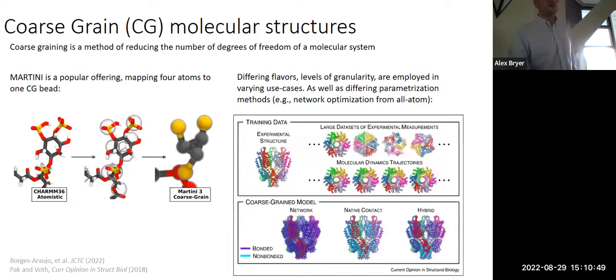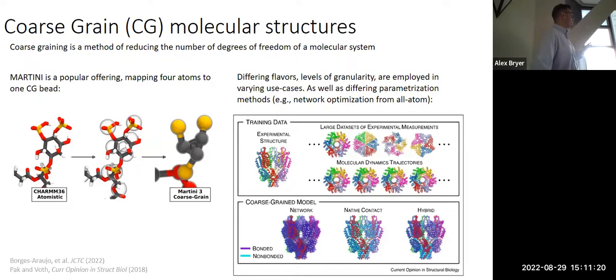Anyway, I'm sure most of you are familiar, but I'll start with some background on coarse graining and, in protein modeling in particular, what coarse graining is. Coarse graining is really just a general term that refers to mapping some atomistic structure with a high number of degrees of freedom to one that is simpler or coarse with much fewer degrees of freedom. Martini is the popular offering I'm sure we've used at some point. It's parameterized semi-empirically and maps four atoms to one coarse grain bead.